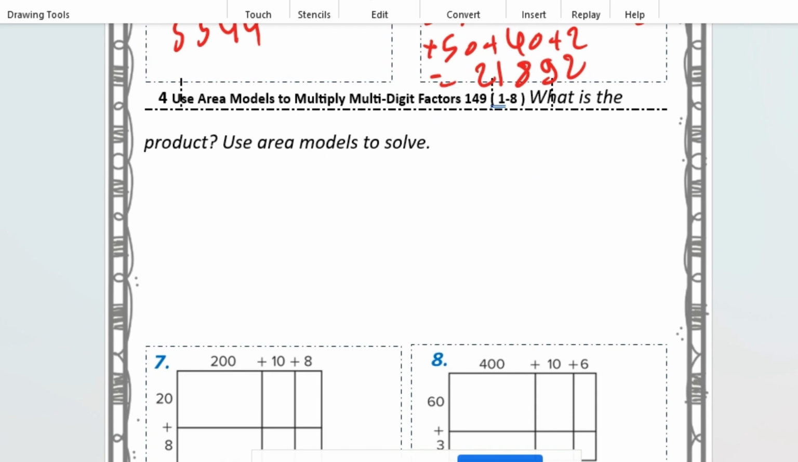Okay, now we are going to use the area model to multiply the digit factors.